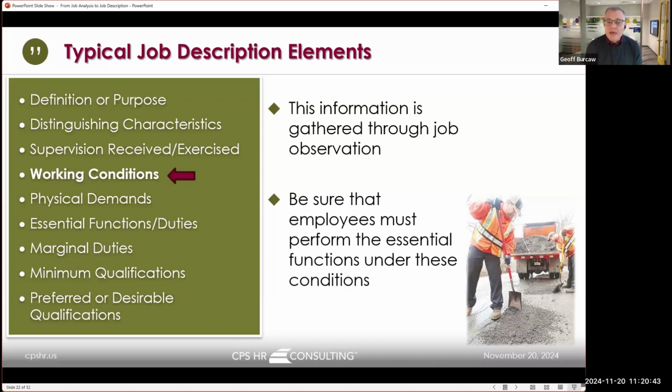where you're observing the employees. And this is really important: if this goes into your job description, make sure that if you're listing that as a working condition, employees have to perform the essential functions under those conditions. Of course, I'll talk about essential functions in a second. But this is really important because you could be screening people out based on their inability to work under certain conditions. But if people don't have to perform essential functions under those conditions, that would not be fair and that would be improper.